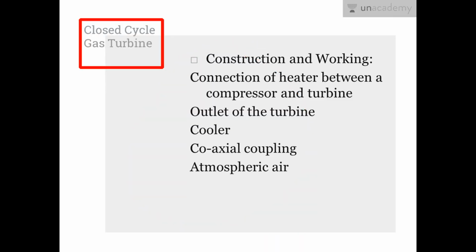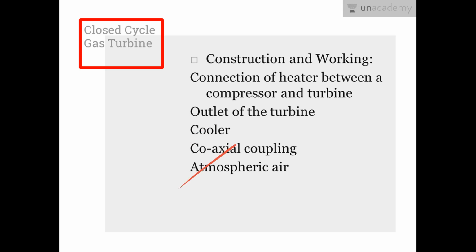So closed cycle gas turbine, let's start with the construction and working of it. A heater is connected between the compressor and the turbine through a heat exchanger. One end of the heat exchanger is connected to the outlet of the turbine. The other end is connected to the compressor through a cooler. The compressor, turbine and generator are coaxially coupled.